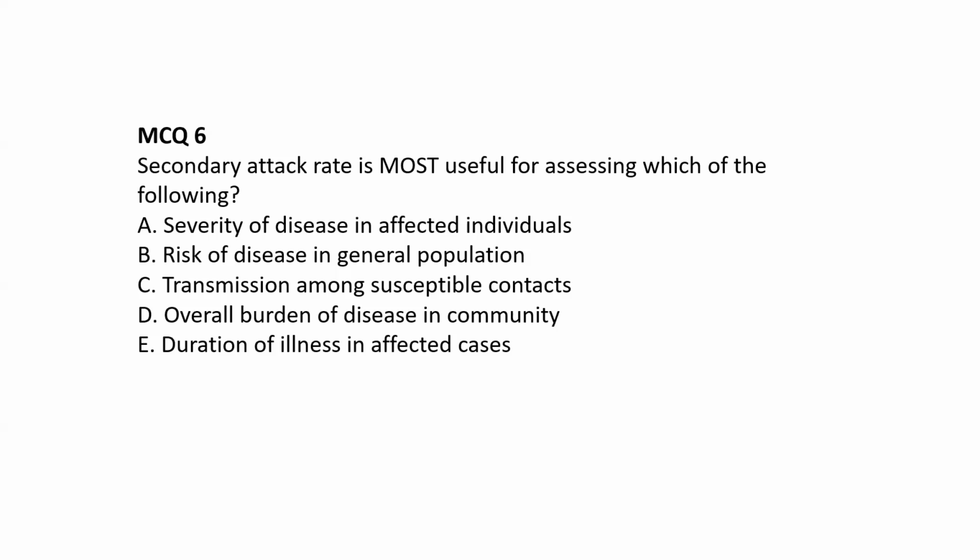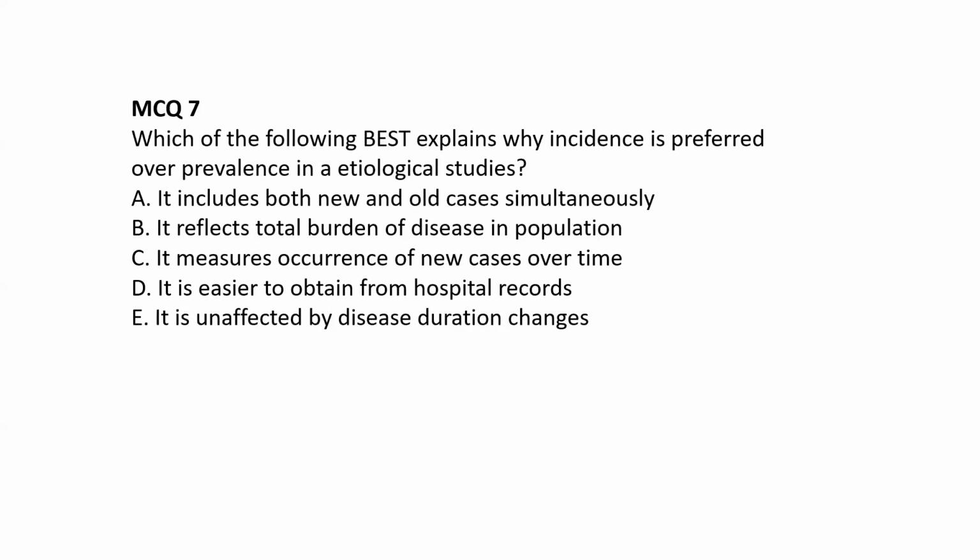MCQ number 6: Secondary attack rate is most useful for assessing which of the following? A, severity of disease in affected individuals; B, risk of disease in a general population; C, transmission among susceptible contacts; D, overall burden of disease in a community; E, duration of illness in affected cases. C is the right option.